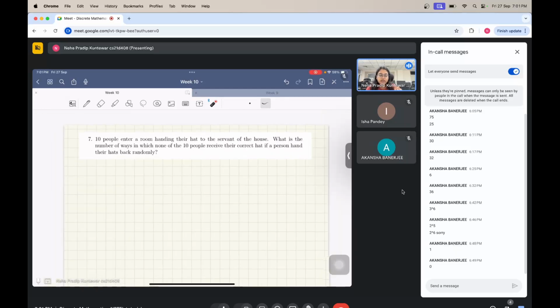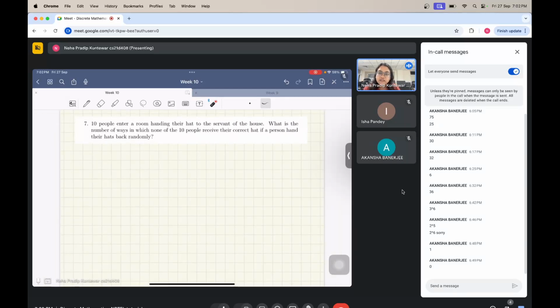Okay, so try this out. This is also a very nice example of PIE. I'll read out the problem. There are 10 people who enter a room and they're all wearing a hat, and while entering the room they give their hats to the servant, and while leaving the servant randomly gives the hats back to them. So the question is, in how many ways can the hats be given so that none of the persons gets their own correct hat? Maybe try this out using the ideas that we saw today so far.